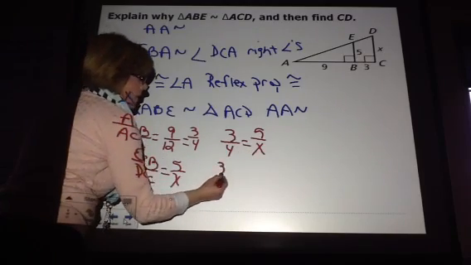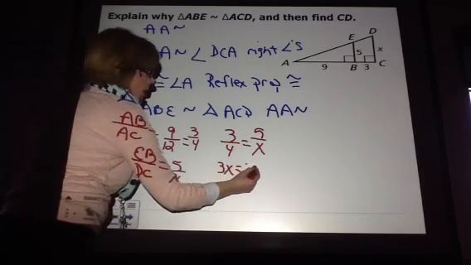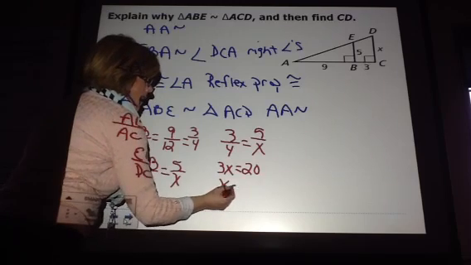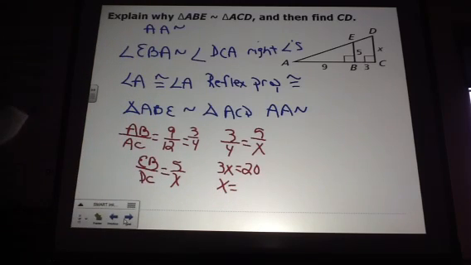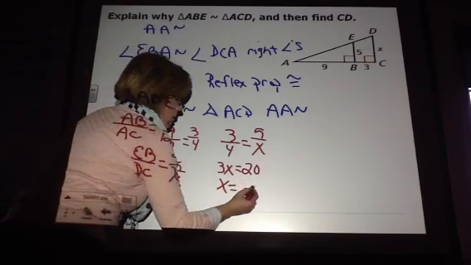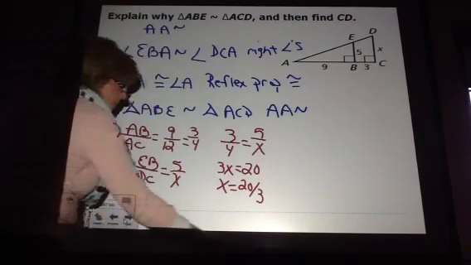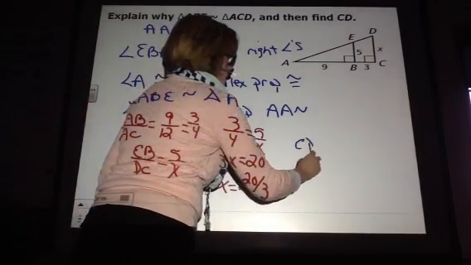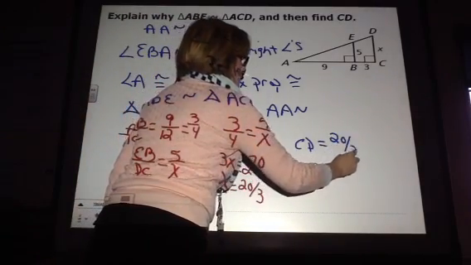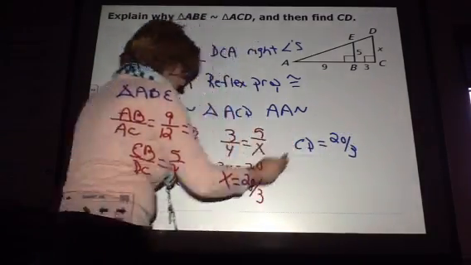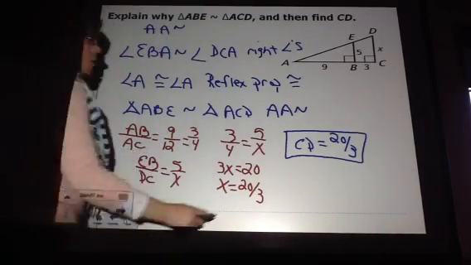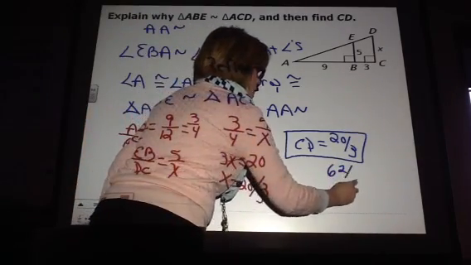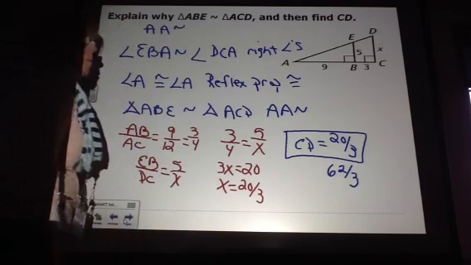3 times X, 4 times 5. Divide both sides by 3. And you're going to get 20 over 3. And the question is find CD. Well, CD equals 20 over 3. If you want to change that to a mixed number, you may, and that would be 6 2/3. Do not change it to a decimal because it won't be precise enough.